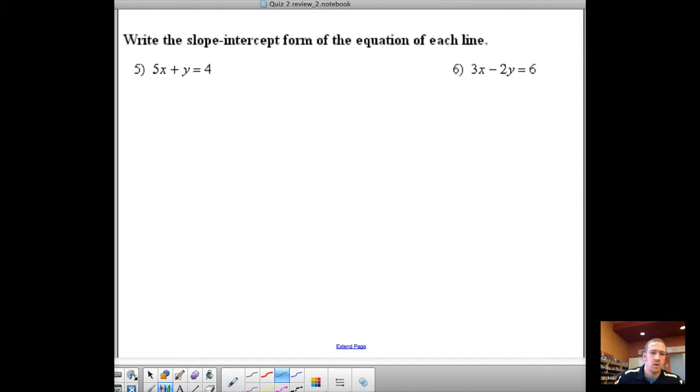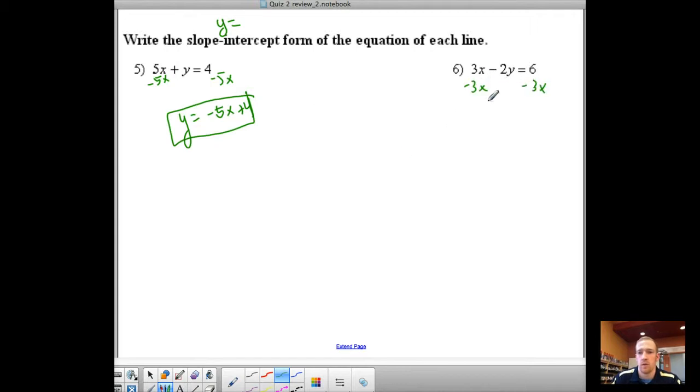So lastly, write in slope-intercept form. So we need to basically, slope-intercept form is y equals. So we minus the 5x, and we get y equals negative 5x plus 4. There you go, done.